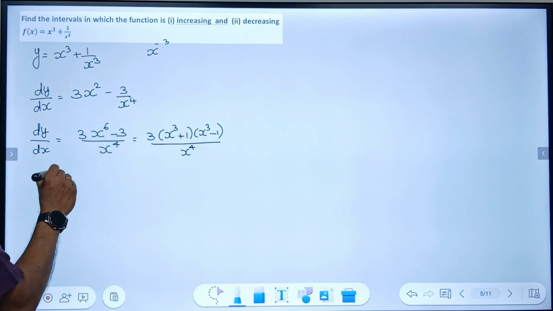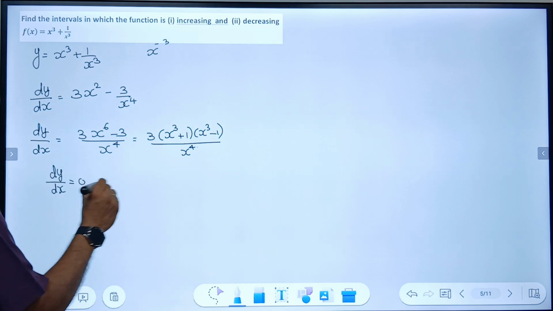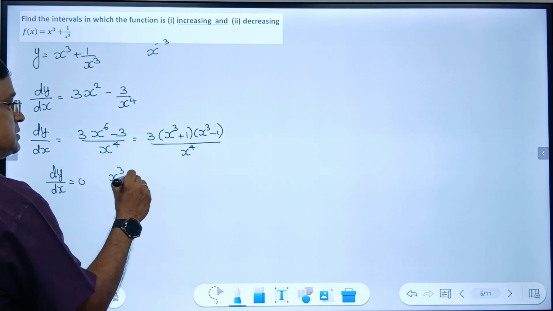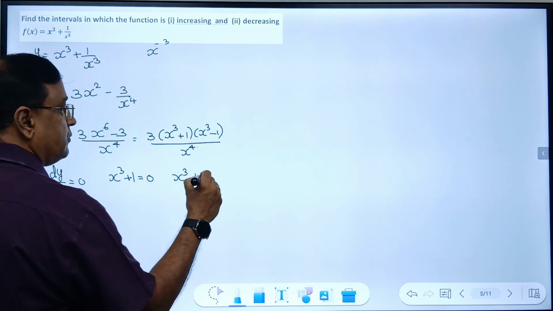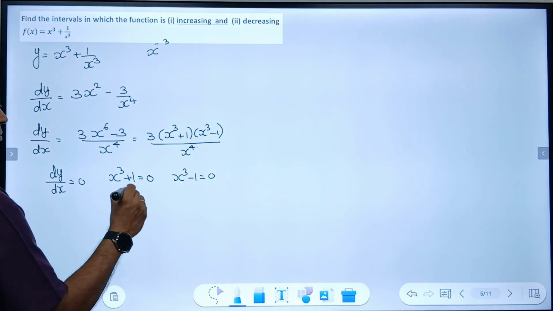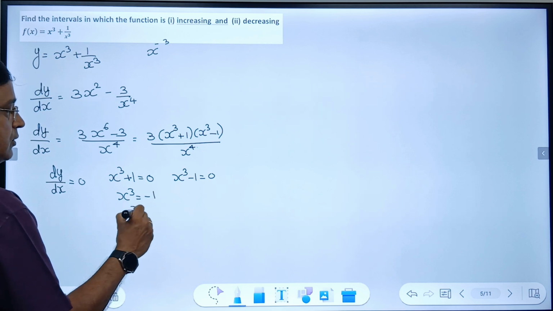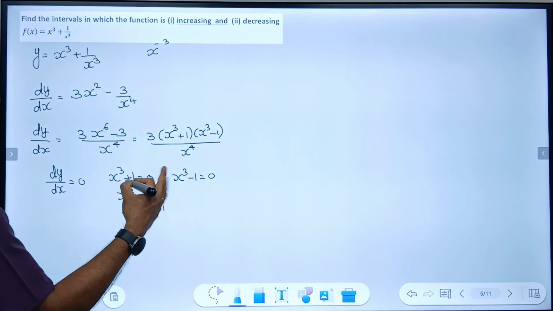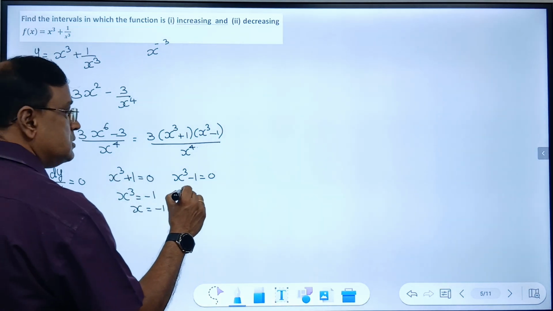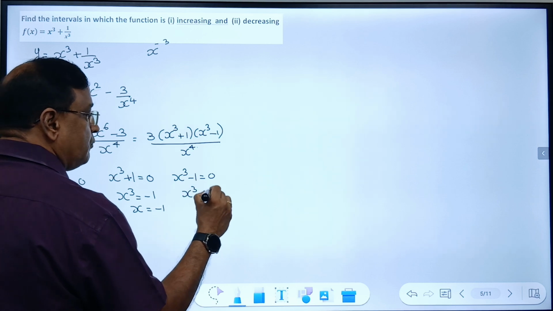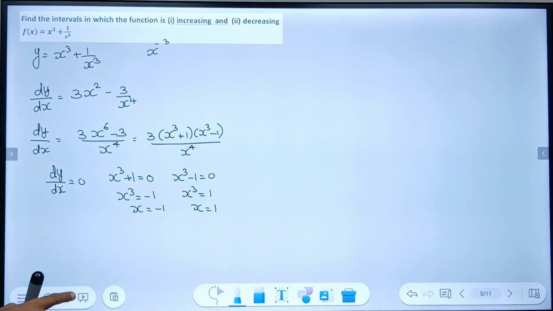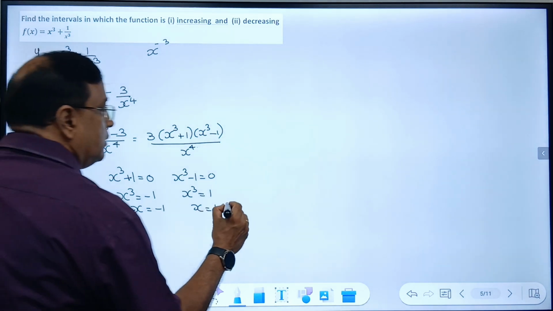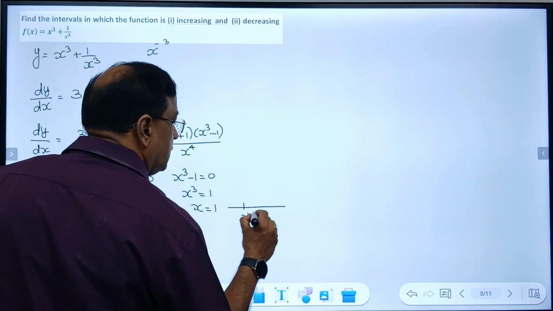Now I put dy by dx is 0. When I put dy by dx is 0, I will get x cube plus 1 is 0 and x cube minus 1 is 0. So I get x cube equal to minus 1. So x is minus 1. Others are complex roots, so I'm not interested. So x cube is 1, therefore x is 1. So you have got 2 turning points. One is minus 1, other one is 1.